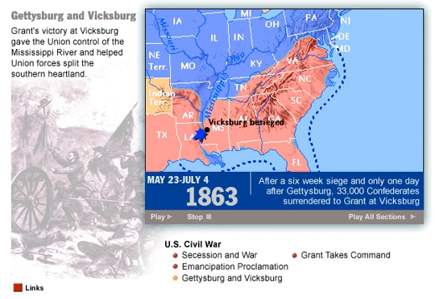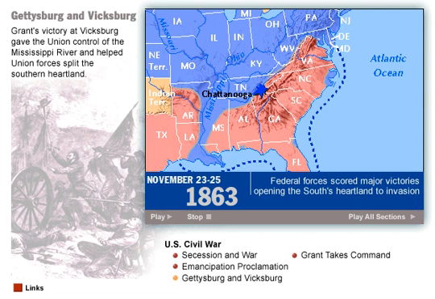Meanwhile, Grant had tightened the noose around Vicksburg in a 6-week siege. A day after Gettysburg, a whole Confederate army of 33,000 surrendered to Grant. Union control of the Mississippi split the Confederacy in 2, and in November, Federal forces scored dramatic victories in Tennessee, opening the South's heartland for an invasion in the spring.